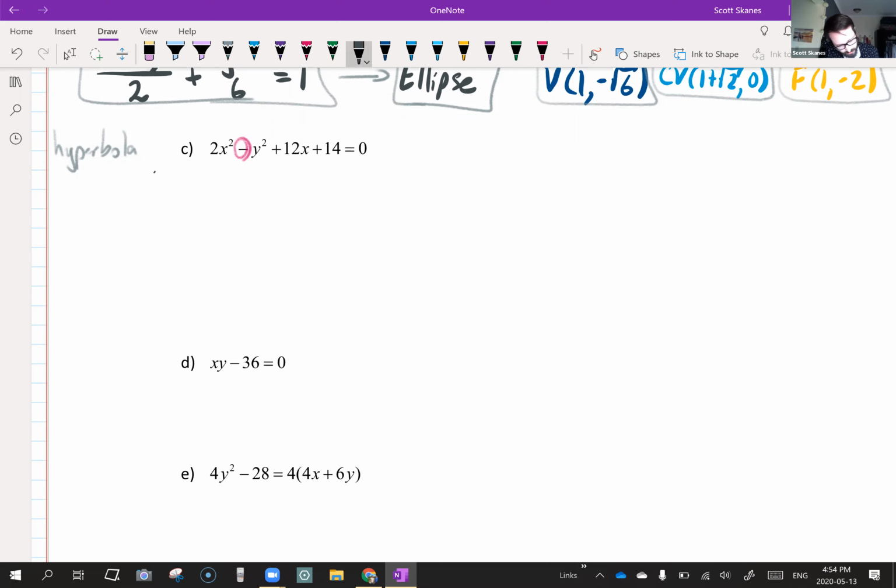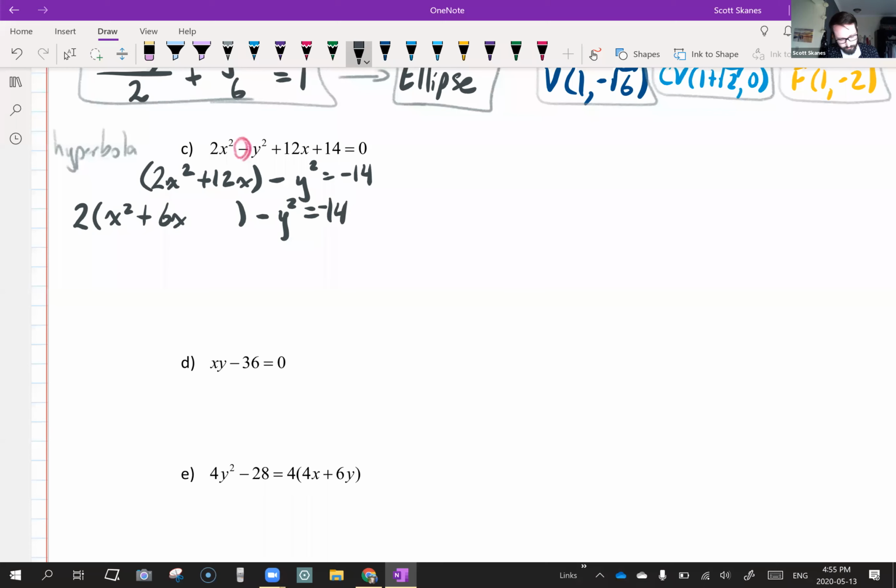Group the x's together. Okay, now they're grouped. Minus y squared equals negative 14. The negative is not a problem, just like it wasn't a problem last time. It'll work itself out. Factor the 2 outside. You get this. I'm going to leave space to complete the square. And I get this. Complete the square.